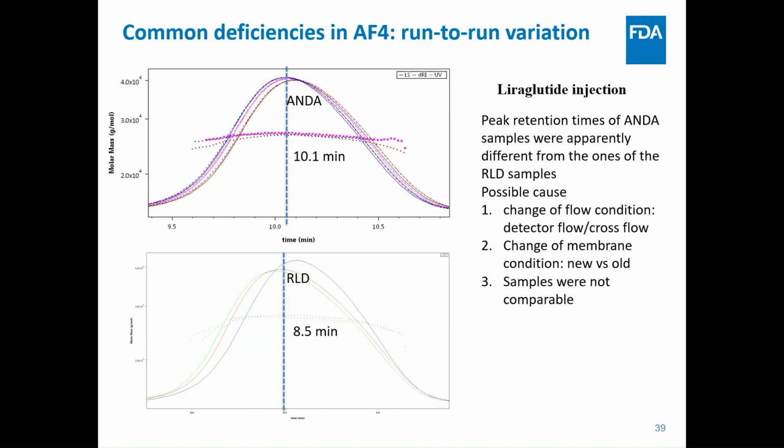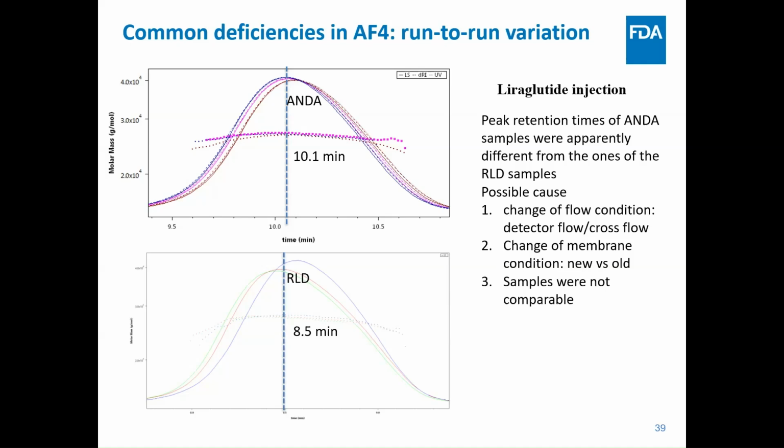But when you look at the peak retention time of the ANDA and compare it with the RLD, you can see a big difference. The peak retention time shifts from 10 minutes to around 8.5 minutes. Such a big change in the peak retention time indicates either that you have changed your analysis condition, or there's some change to the sample that affects the result. So we asked the sponsor to provide an explanation for this result.